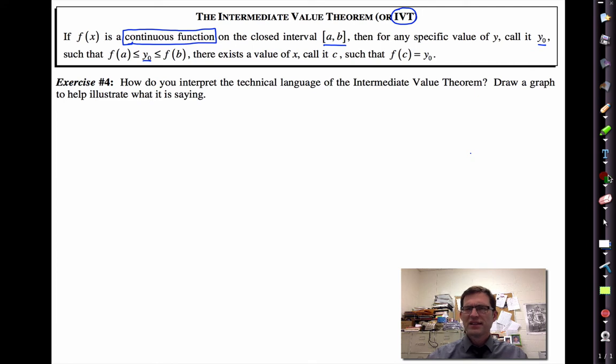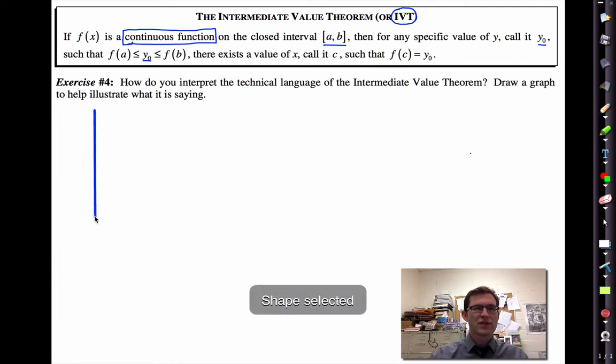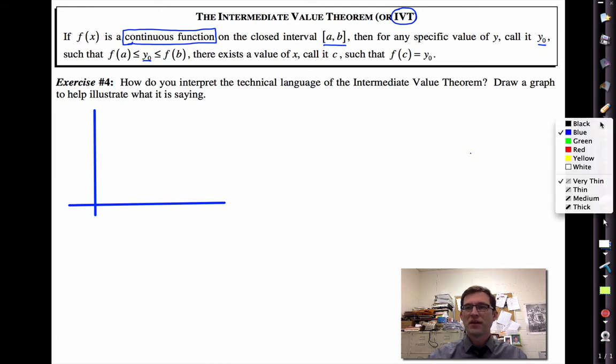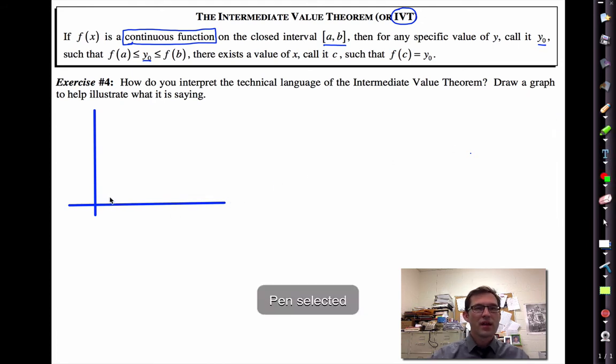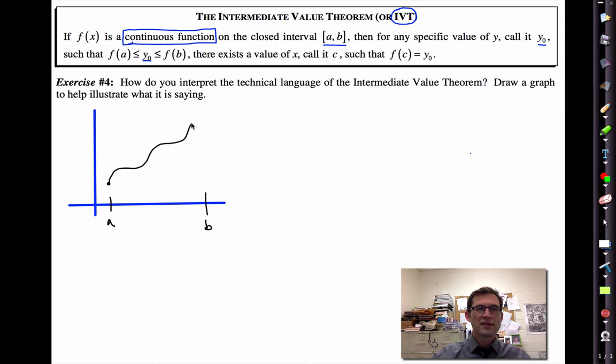Okay, let's draw a graph to illustrate this. Hey, it's blue now. Oh well, that's okay. Maybe I'll now do the text in black. Let's say we have a, and let's say we have b. Nice continuous function. Could have just drawn a straight line, but that's okay. So we have f of a, and we have f of b.